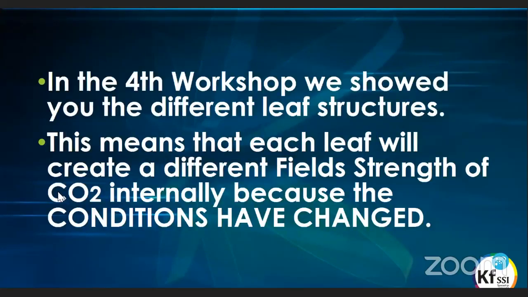So in the fourth workshop, we showed you the different leaf structures and different shapes. What this means is that each leaf will be creating a different field strength of that CO2 internally, because the conditions have changed. And by the conditions having changed, we mean it's just the different shape of that leaf.